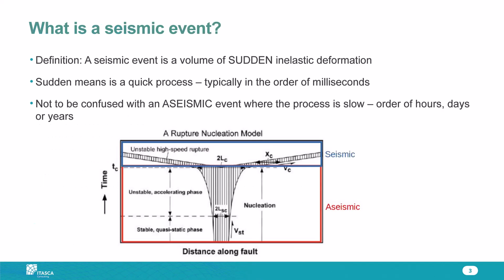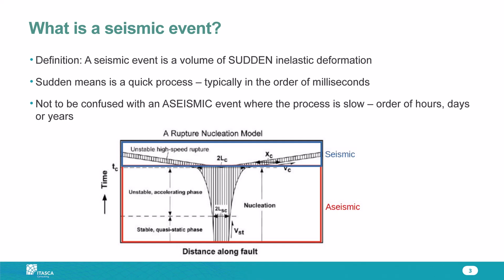A seismic event is a volume of sudden inelastic deformation. And the word sudden is extremely important. It's a brittle response. It's something that happens quickly, and it's inelastic, meaning it's permanent deformation. So as a modeler, it's extremely important to understand the quickness of the process and understand that deformation is permanent.